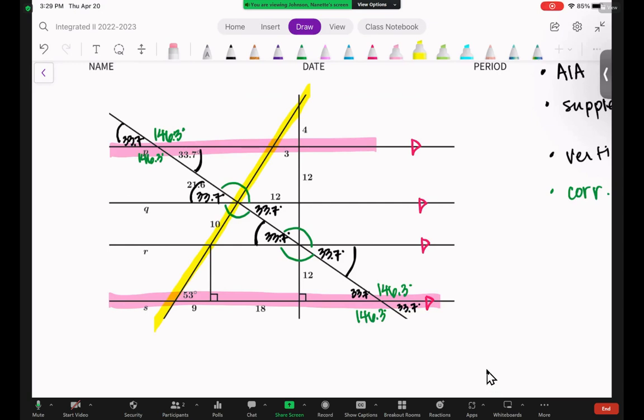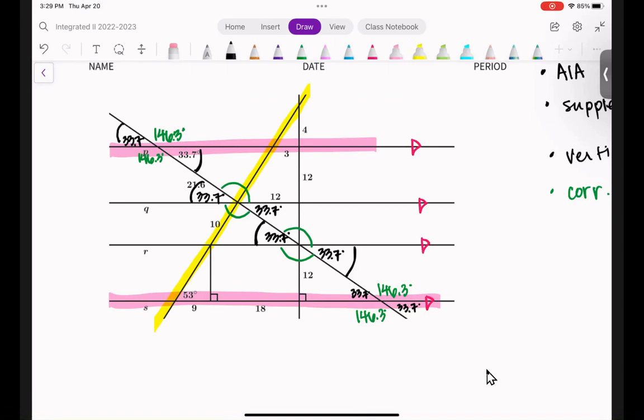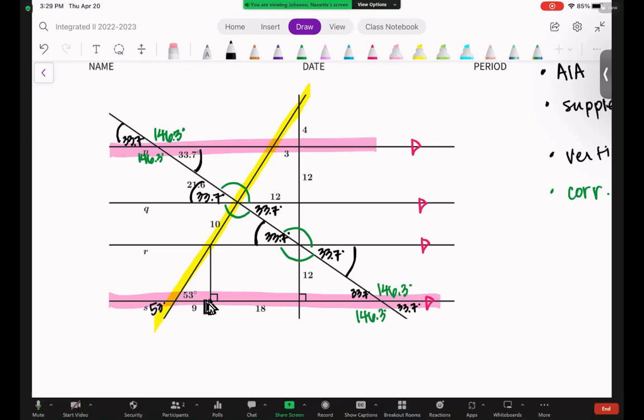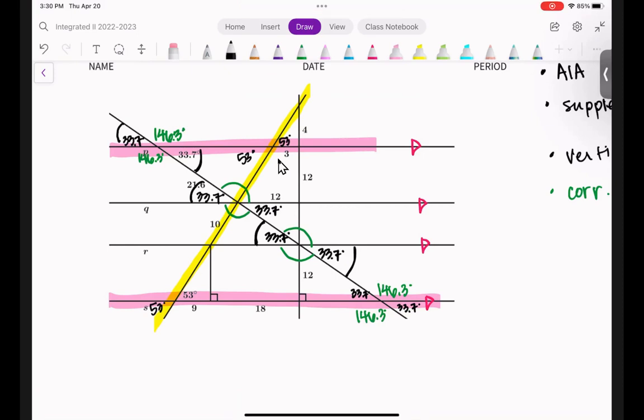And you should have said, hey, Miss Johnson, I would have seen that this is 53 degrees right here. Exactly, because of vertical angles. And then if you look here, because I have this parallel line with this parallel line, I would get alternate interior angles with this. So I'm going to write 53 degrees here. Right? And again, by vertical angles, I got this guy up here, 53 degrees. This is where it gets a little bit squishy because Miss Johnson writes very big and this space is very small. So just keep that in mind.